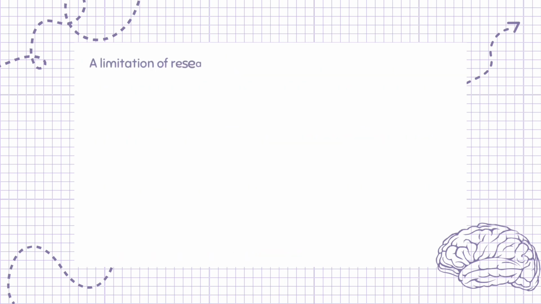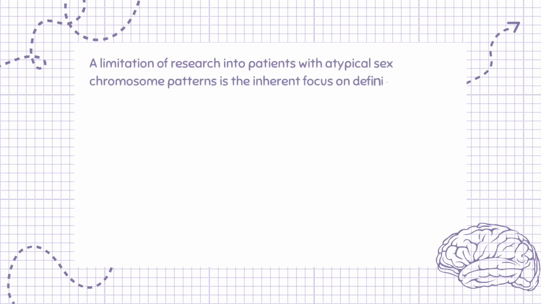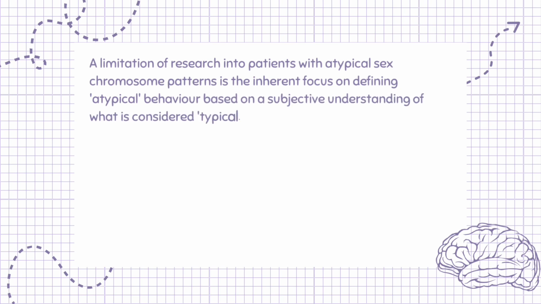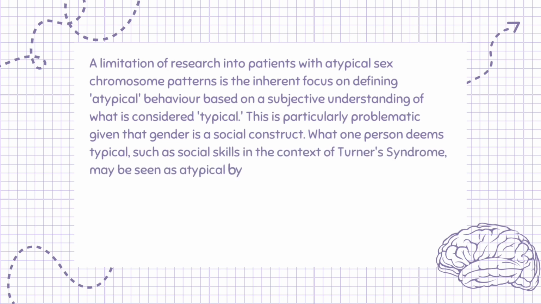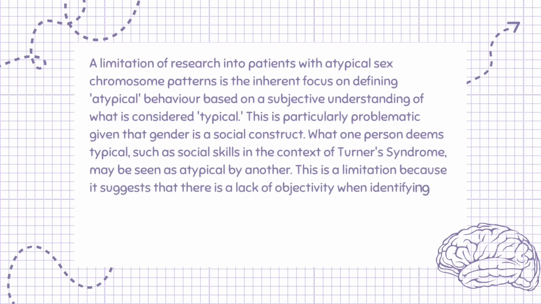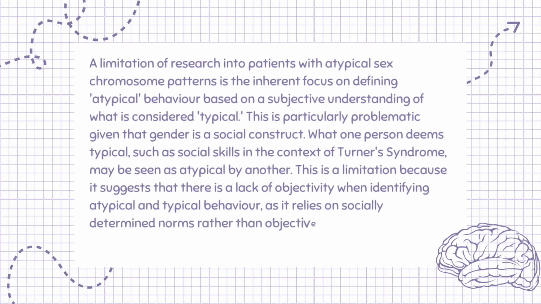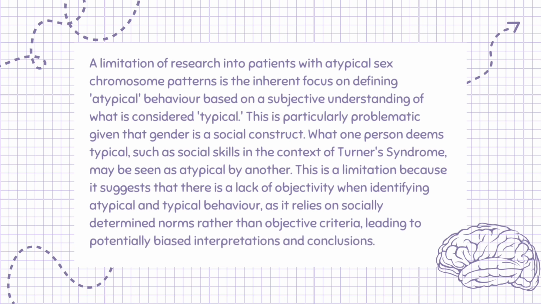A limitation of research into patients with atypical sex chromosome patterns is the inherent focus on defining atypical behavior based on a subjective understanding of what is considered typical. This is particularly problematic given that gender is a social construct. What one person deems typical, such as social skills in the context of Turner's syndrome, may be seen as atypical by another. This is a limitation because it suggests that there is a lack of objectivity when identifying atypical and typical behavior, as it relies on socially determined norms rather than objective criteria, leading to potentially biased interpretations and conclusions.